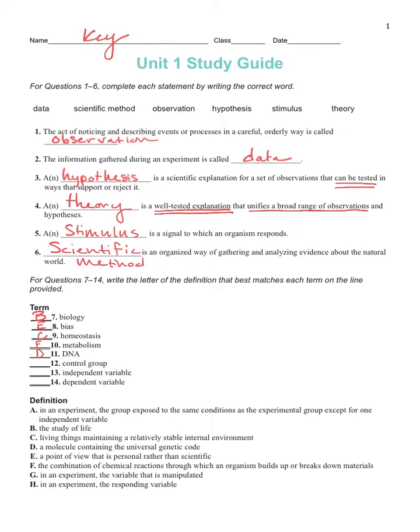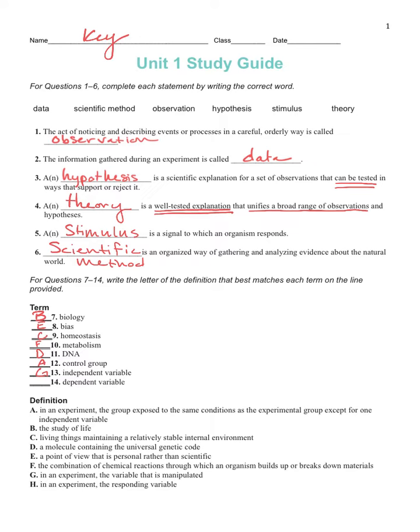Number 12 is control group. So this is letter A. A control group is, in an experiment, the group exposed to the same conditions as the experimental group, except for one independent variable. Number 13 is independent variable. So this is letter G. Letter G in an experiment is the variable that is manipulated. Another way to say that is the thing that the scientist changes.